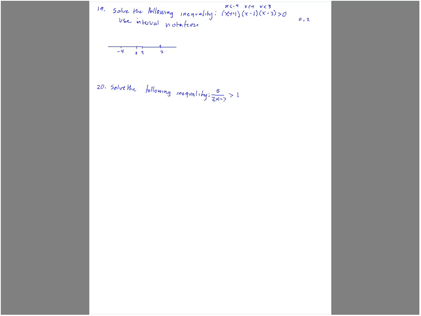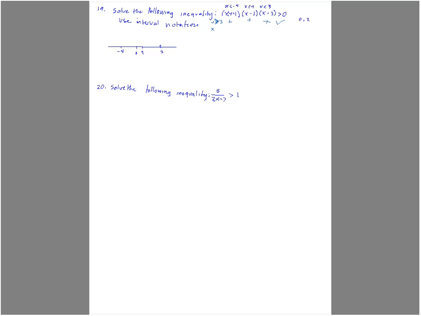And so above 3, each of these is positive. So with 3, because this would be 3 plus 4 is 7, 3 minus 2 is 2, and 3 minus 3 is 0. So when x is greater than 3, sorry, this will be positive, positive, positive. That's good.